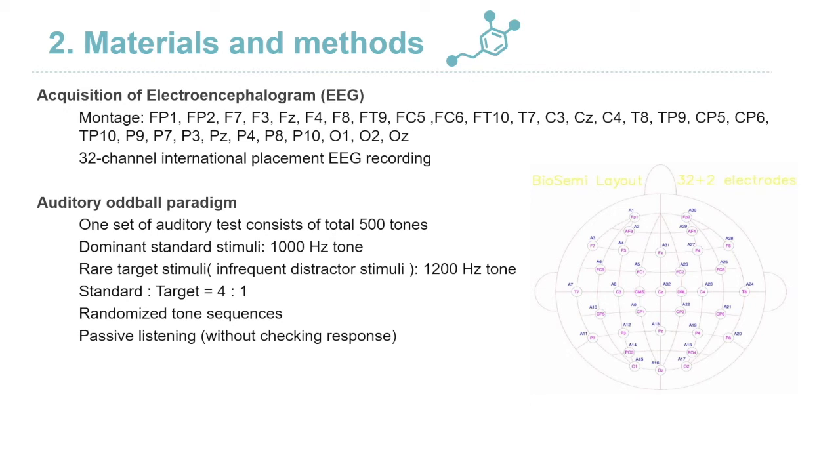Two different auditory tone sequences were randomly delivered through the earphone: a 1000 Hz standard tone and a 1200 Hz infrequent deviant tone. The ratio of standard tone to deviant tone was 4. The auditory stimulation time of each tone was 50 milliseconds with a rise and fall time of 10 milliseconds. The time interval between each tone was 800 milliseconds. The auditory oddball task consists of a mixture of 500 tones.